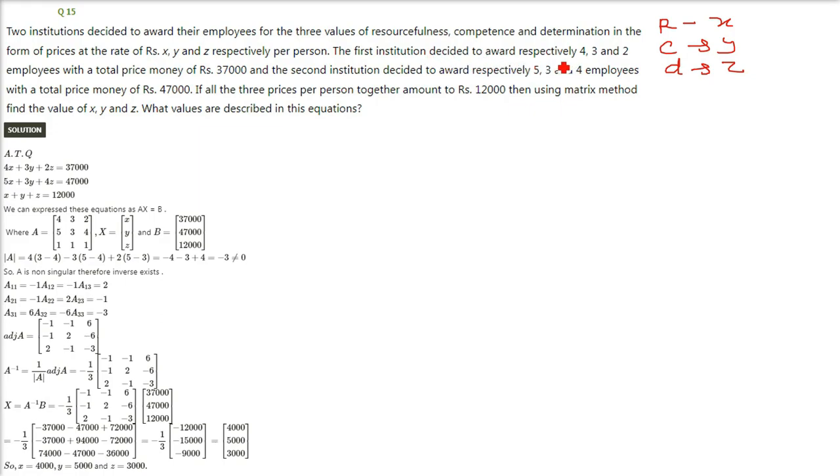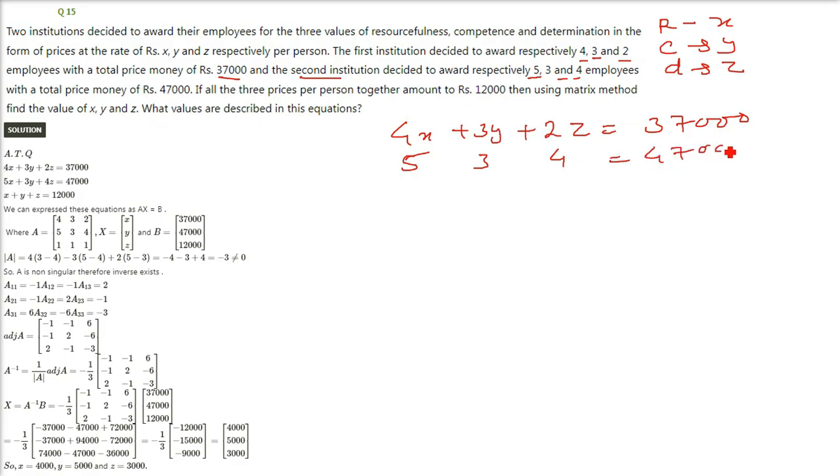The first institution decided to award respectively 4, 3, 2 employees with a total prize money of 37,000. So 4x plus 3y plus 2z equals 37,000. This will be your first equation. Let me write here. Now second institution decided to award respectively 5, 3, 4. So 5x, 3y, 4z, and that is going to be equal to 47,000. So this is our second equation.